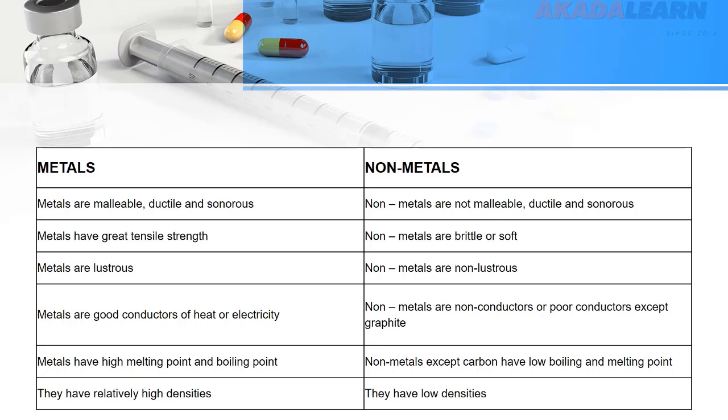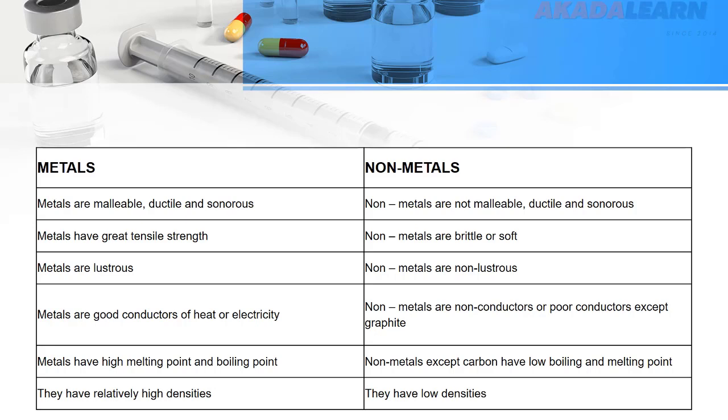Metals have a great tensile strength, that is, they don't easily break or bend. While on the other side, non-metals are very brittle and soft. They can easily break. Think about you trying to bend an iron nail, or you trying to break a broomstick or a small wood. Metals are lustrous. That means they have this shiny look, while non-metals are non-lustrous.